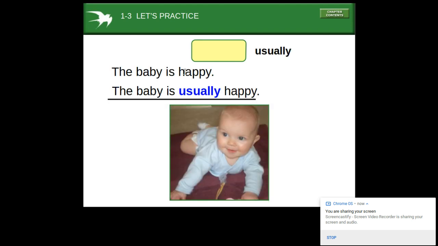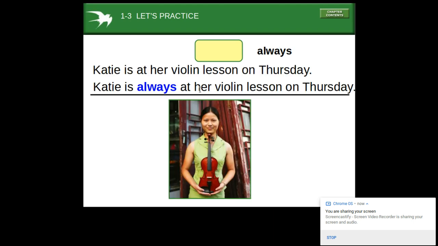The baby is happy. Now here's a be verb. Notice, so it goes subject, be verb, and then the adverb of frequency. The baby is usually happy. Not always, but usually, right? Here's the word always. Katie is at her violin lesson on Thursday. Katie is, here's my be verb, always at her violin lesson on Thursday.